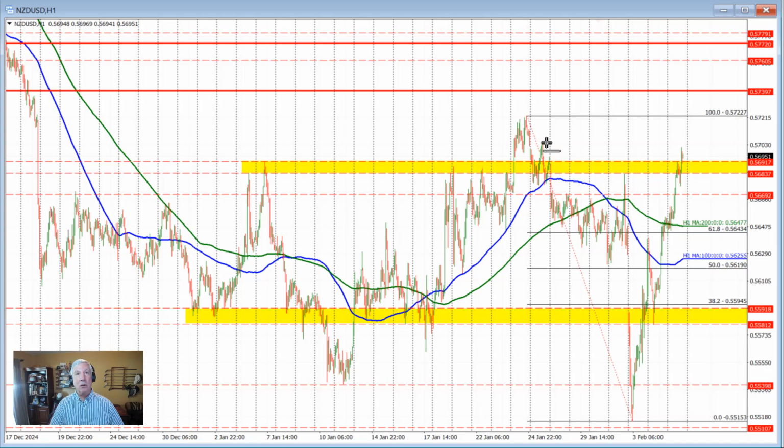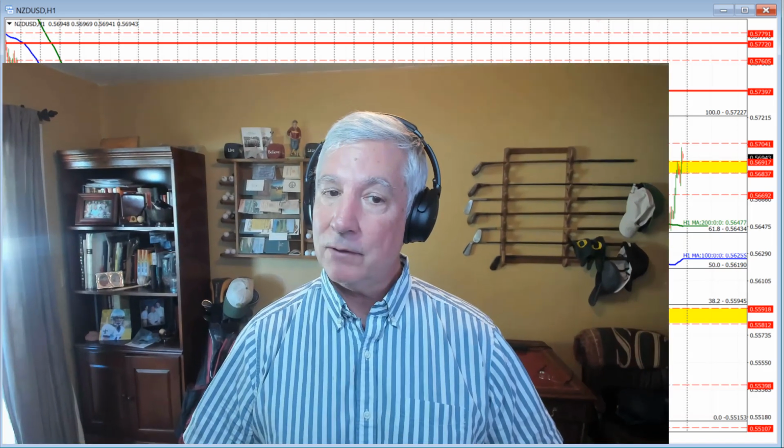The obvious next targets would be this high price right here, coming in around the 0.5704 level, and then we look toward the January 24th high, which came in at 0.57227. So overall, what we can say is that the New Zealand versus US dollar is showing strength. We have a risk-defined level. We know where that's at, and we have targets on the top side. So let's see if this momentum can continue.